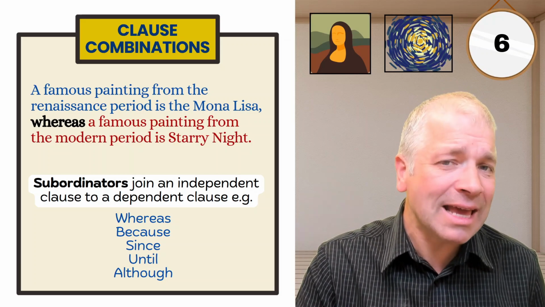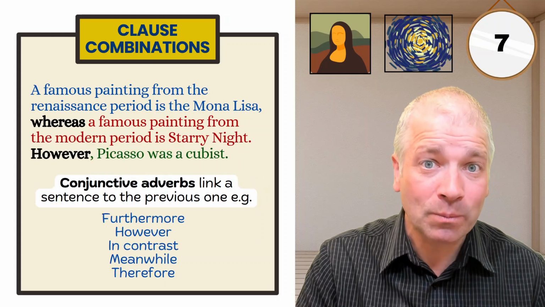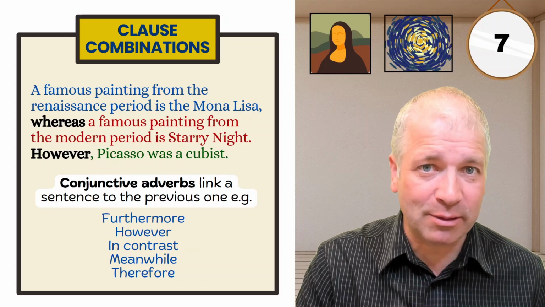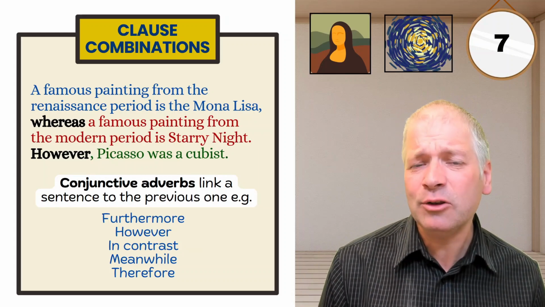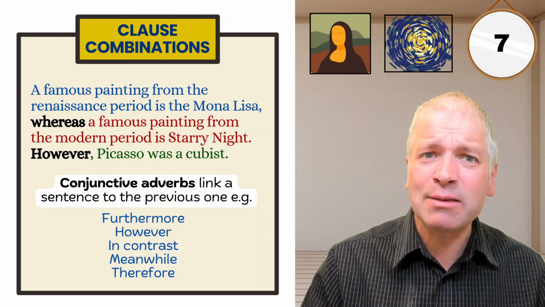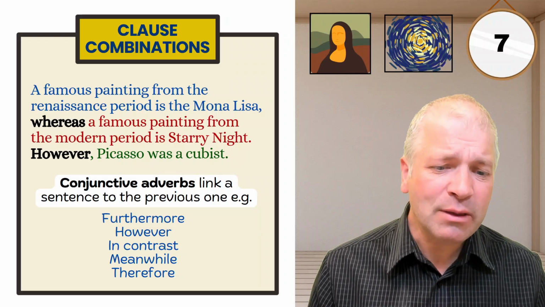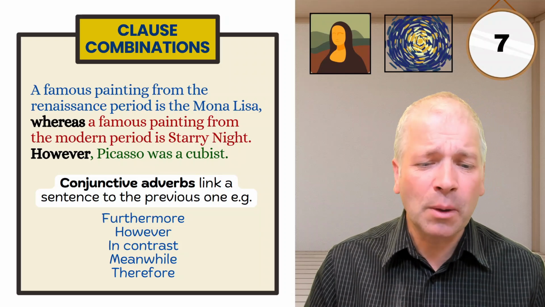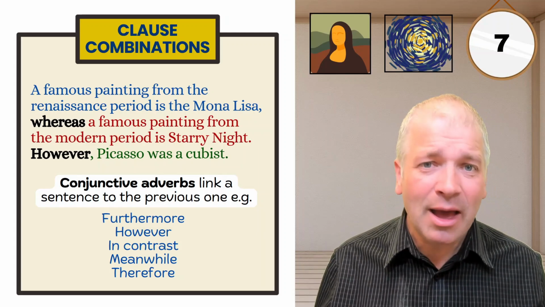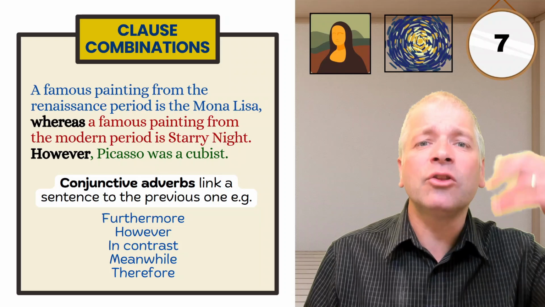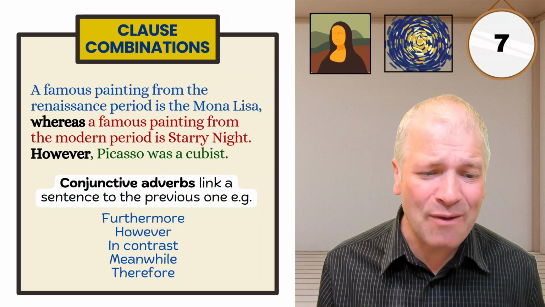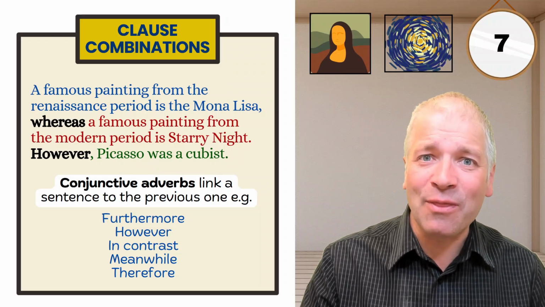We could also link sentences in other ways too. However, Picasso was a cubist. Now here, however, doesn't join 2 clauses together to keep them within the same sentence. However is a conjunctive adverb, and this links a sentence to the previous one. So however introduces a new sentence, but it shows that it's linked clearly to the one before. And examples of conjunctive adverbs are furthermore, however, in contrast, meanwhile, and therefore.